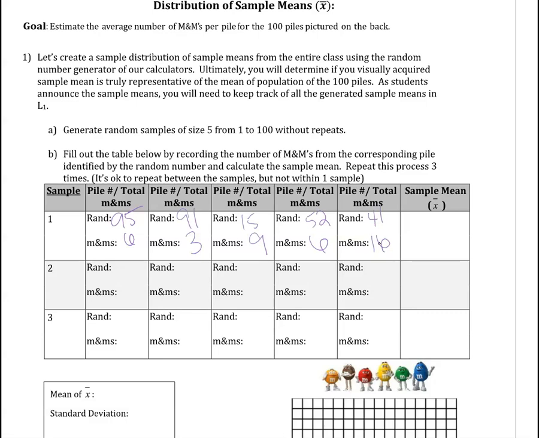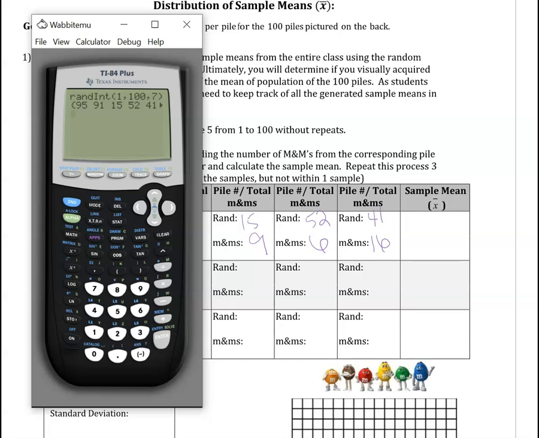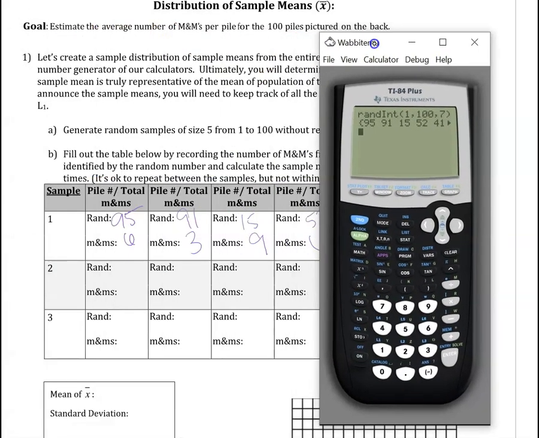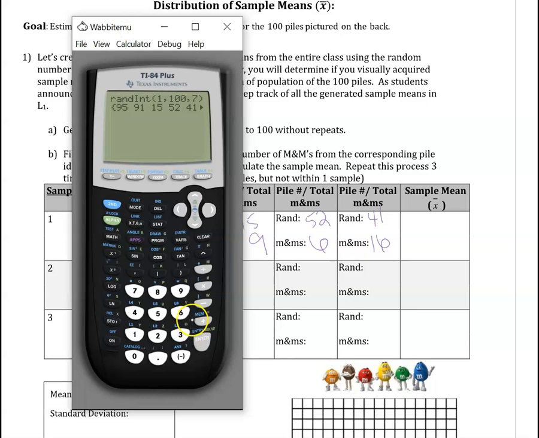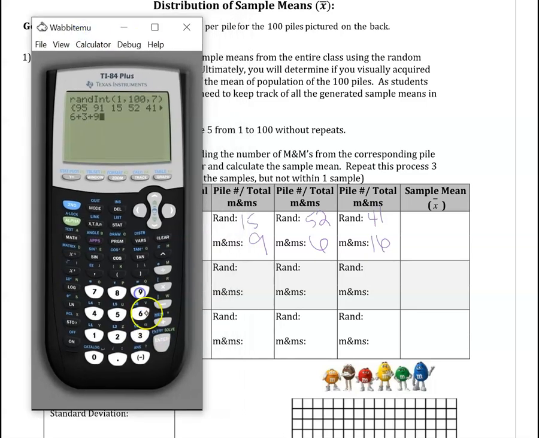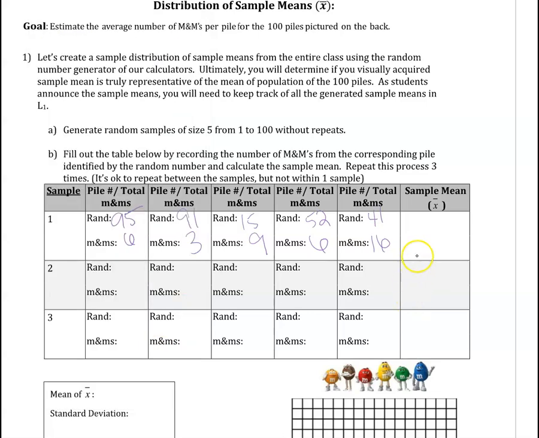So that would be like me going in, grabbing 5 piles that I randomly picked, and then I want to find the average M&Ms per pile. So I just go to my calculator, and I'm going to add those numbers. So we got what? 6 plus 3 plus 9 plus 6 plus 16, divide by 5, and that gave me 8. So I have 8 M&Ms per pile, and that's representing a sample mean or an X-bar.